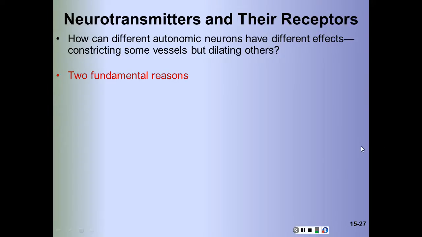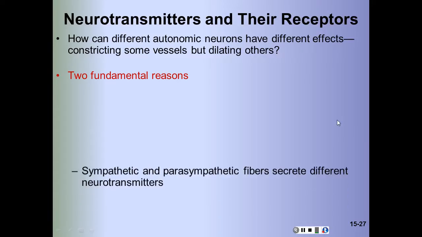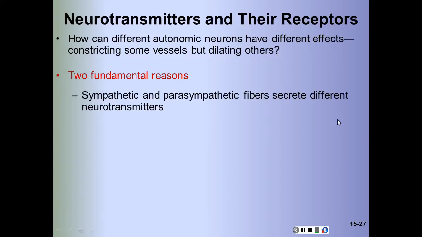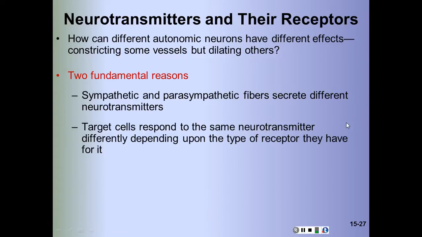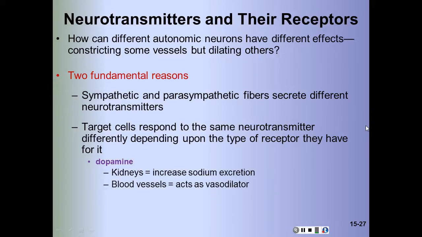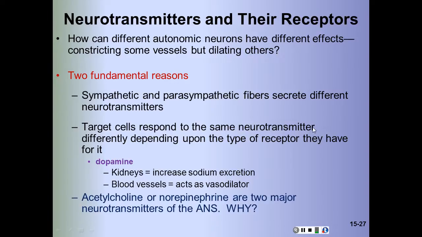Alright, so how can different autonomic neurons have different effects, such as constricting some blood vessels but dilating others? There are 2 fundamental reasons. The sympathetic and the parasympathetic fibers secrete different neurotransmitters. Also, the target cells respond to some neurotransmitters differently depending on the type of receptor that they have for it. For example, dopamine can be used to increase sodium secretion by the kidneys, but it also can vasodilate the blood vessels.